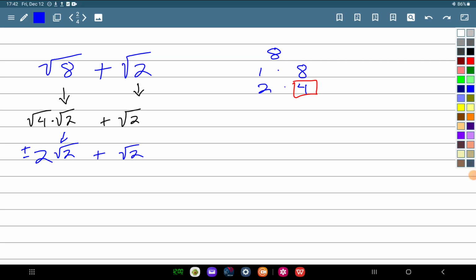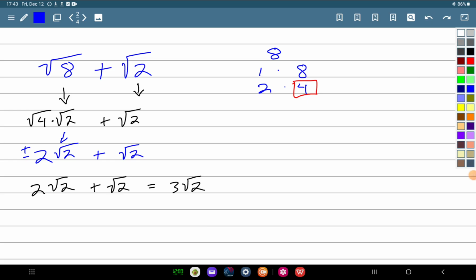Now, we have two versions of our answer. We have 2 square roots of 2 plus square root of 2, and that's going to equal 3 square roots of 2 because there is an understood value of 1 for a coefficient, because 1 times anything does not change its value. So we're going to have 2 of these plus 1 of those is going to equal 3.